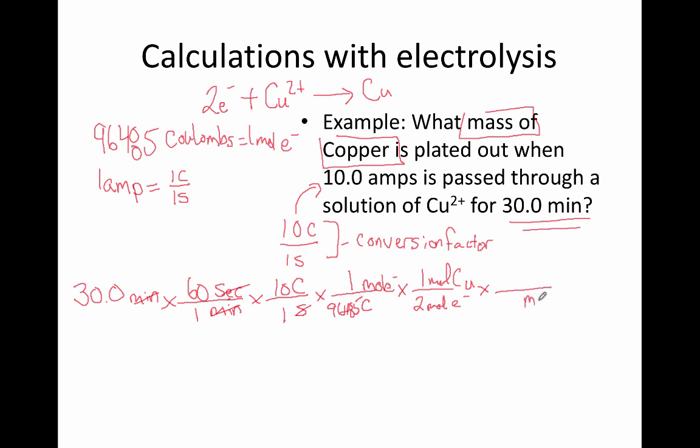And then we can go from moles of copper to grams of copper. And we know that there's 63.55 grams of copper for 1 mole of copper. Moles of copper cancels out, moles of electrons cancels out, coulombs cancels out, and we are in grams of copper. And then when you punch all of that into your calculator, you should get 5.93 grams of copper.